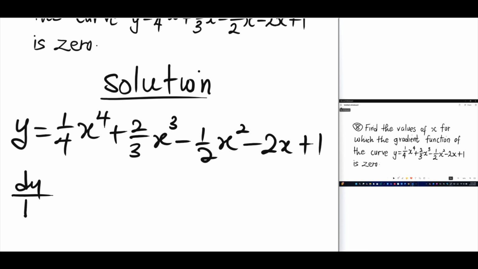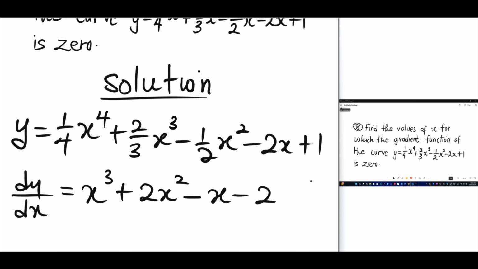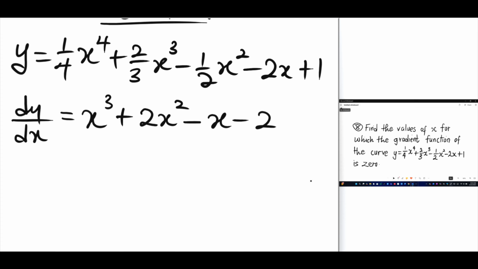dy dx is our gradient function, meaning we are differentiating y with respect to x. We are going to get it. The first one will give us x exponent 3, and the second will give us 2 multiply x exponent 2. Then the next one gives us minus x minus 2. Alright, so you need to differentiate the function to get its gradient function.